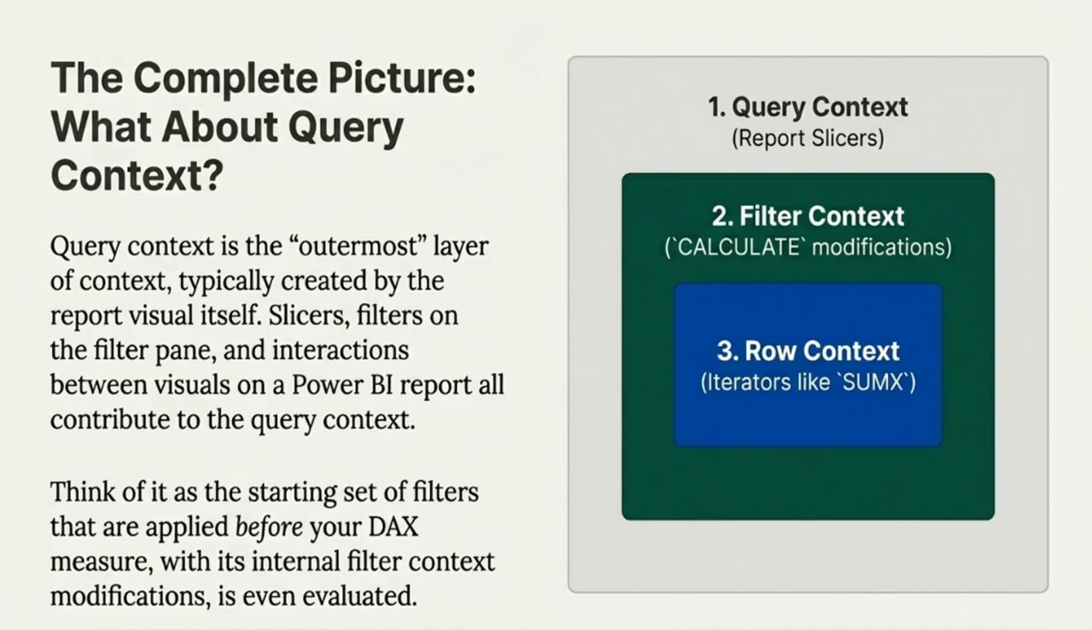Query context is the outermost layer of context. It is created by the report visual, rows and columns in tables or matrices, and interactions between the visuals. Query context defines the starting environment before DAX is even evaluated. Inside this environment, filter context and row context are applied.